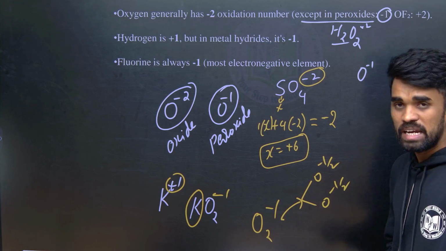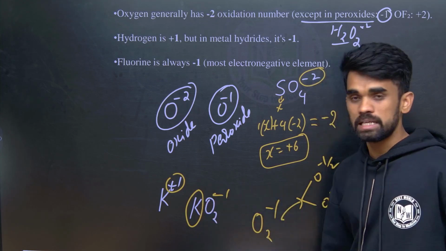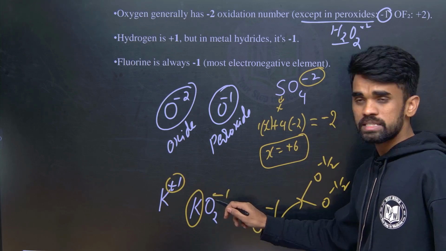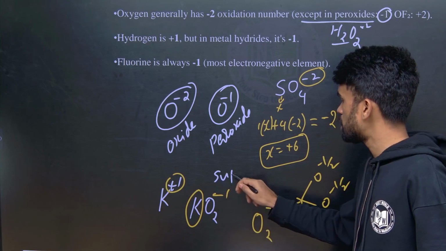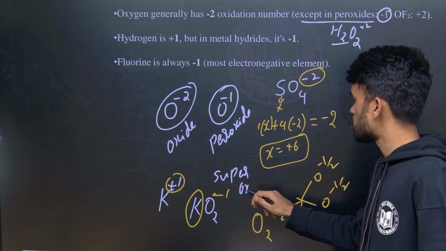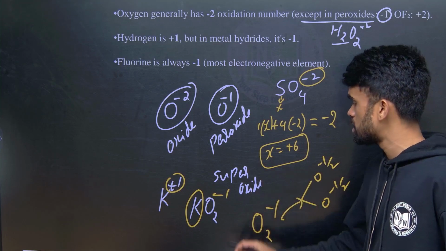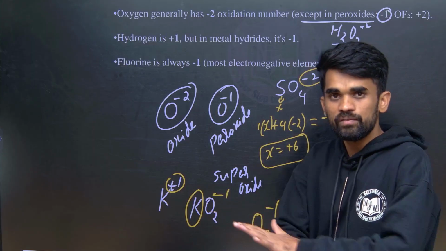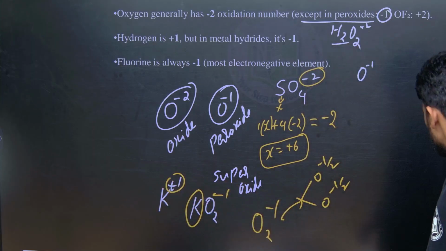So whenever we have oxygen with alkali metals in the KO2 form, we can say this oxygen is a superoxide. What is the oxidation state of oxygen in superoxides? It is -1/2. I hope it is clear without any confusion, right?